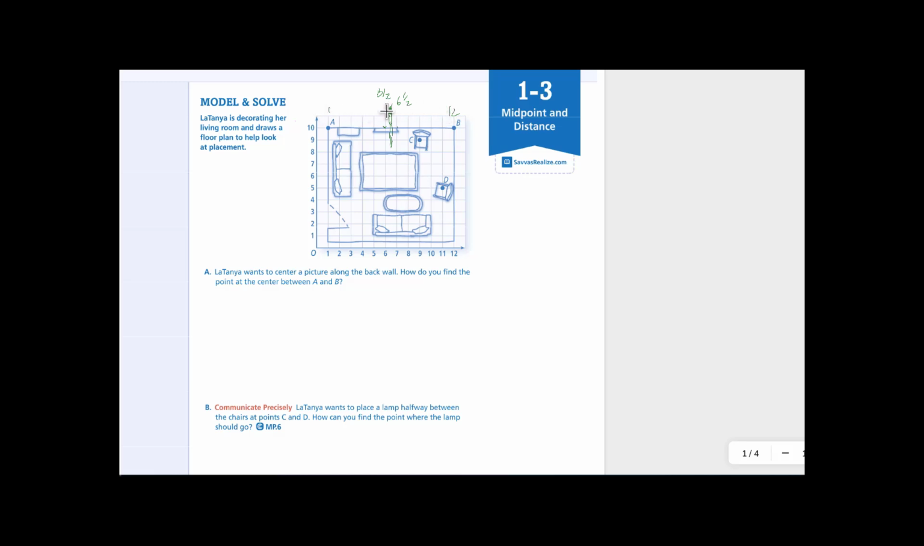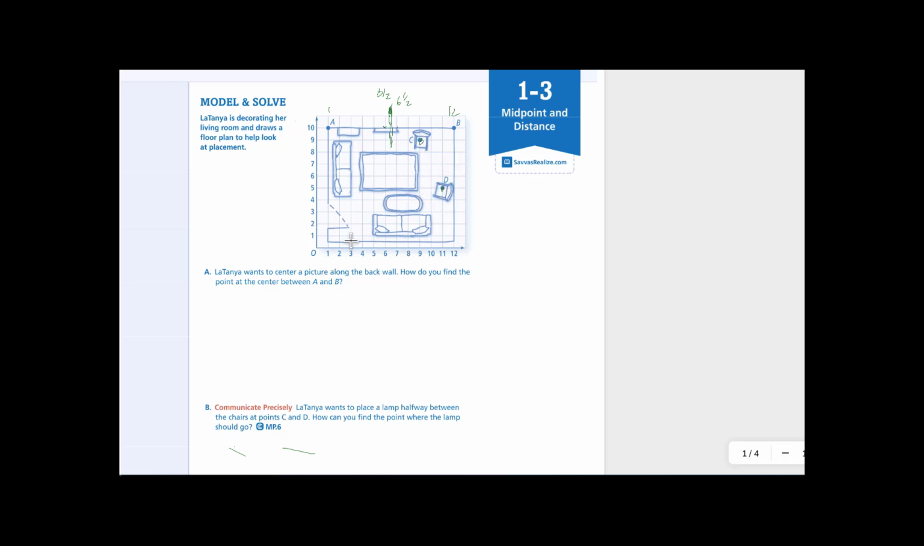And since there's no change in y for this problem, since the back wall, basically the y coordinates are 10 for both of those, the midpoint's going to be at 6.5, 10 in terms of the axis system. For part B, Latoya wants to find the midpoint between the chairs.